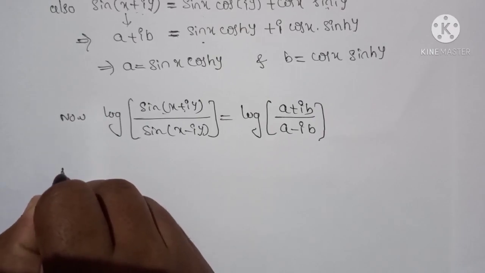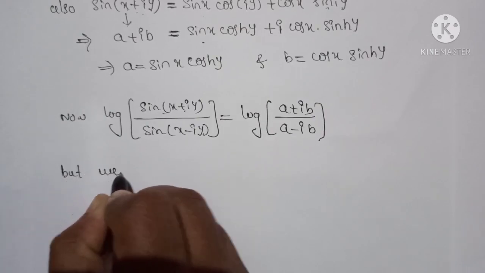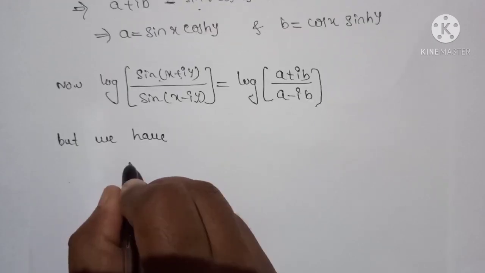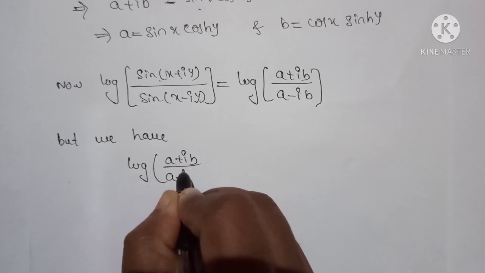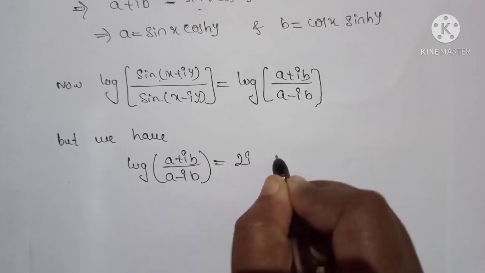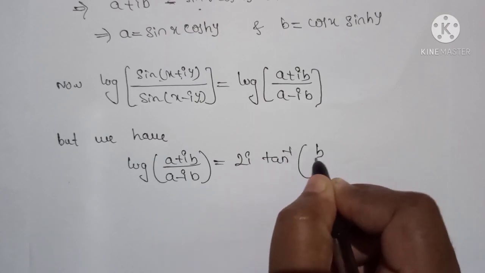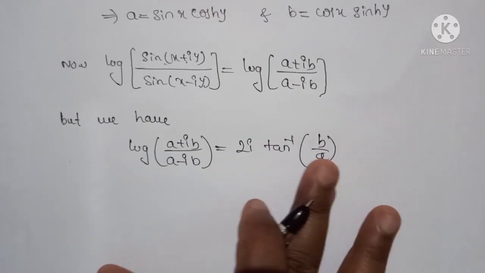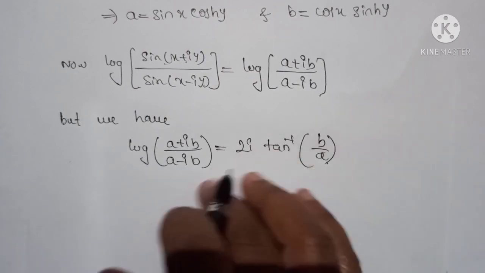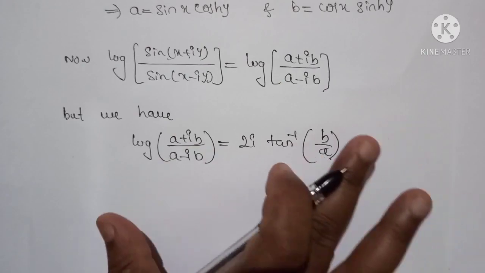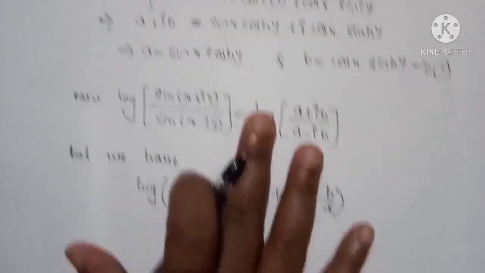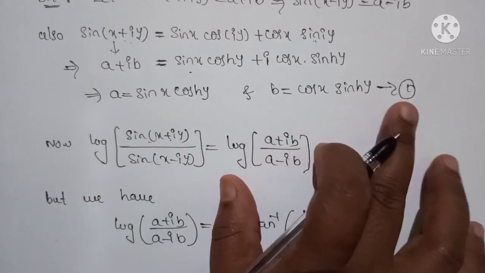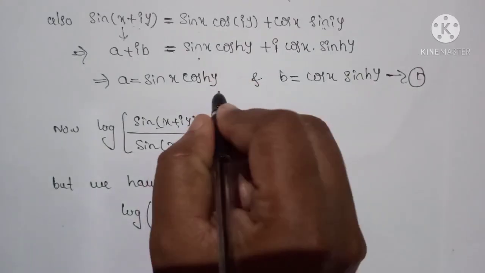We know that log of a plus ib divided by a minus ib is equal to 2i tan inverse of b by a. We can directly use this one, from the first problem. Now substituting b and a values from this equation, you may name these together as equation 1, or you can take them as equations 1 and 2.